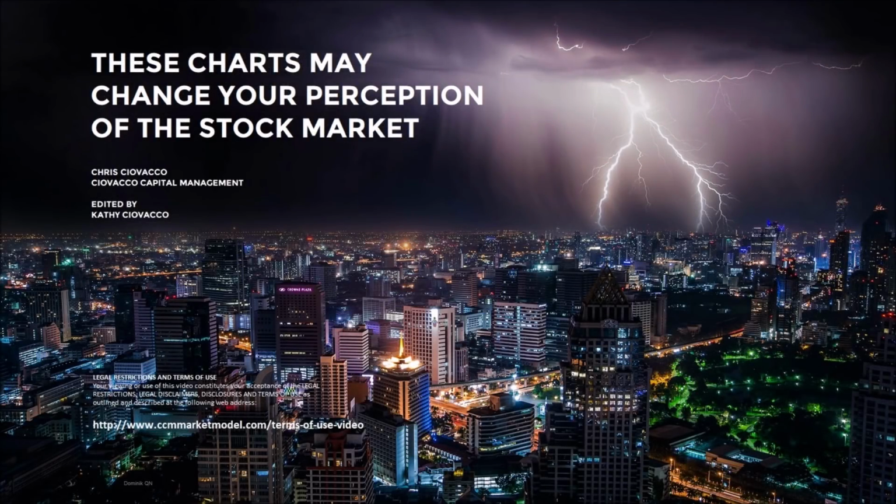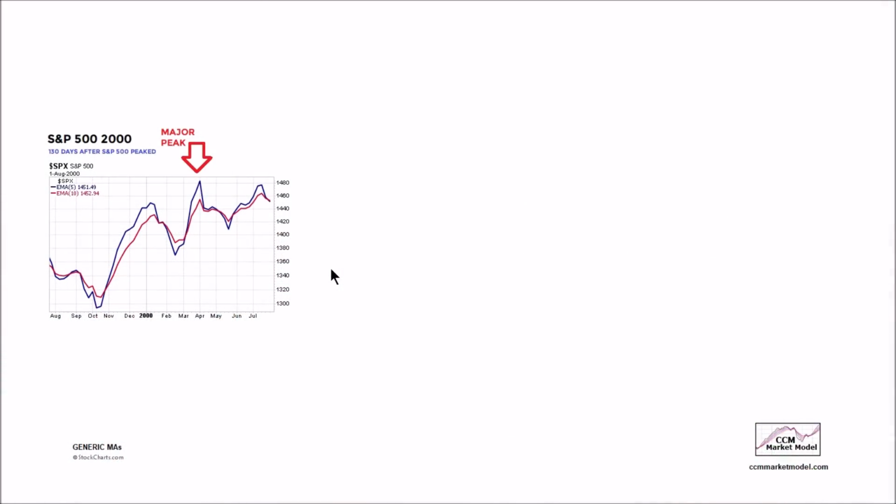In this week's video, we'll cover numerous charts that may change your perception of the stock market's outlook over the next 5 to 15 years. On June 5th, 2018, we were 130 days from the S&P 500's peak that occurred on January 26th, 2018.